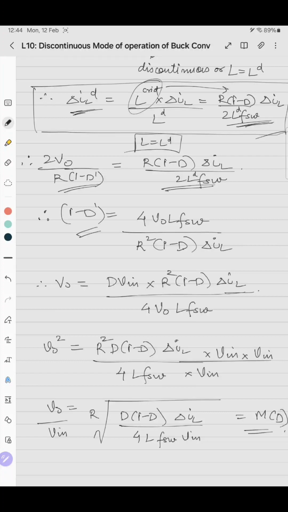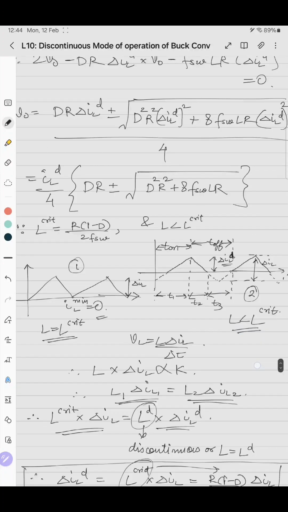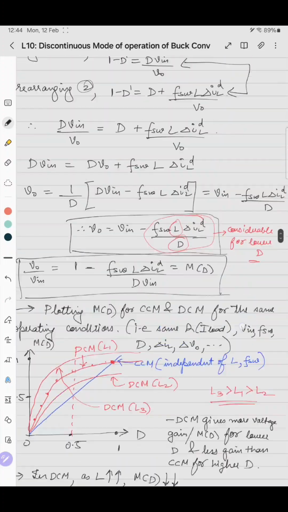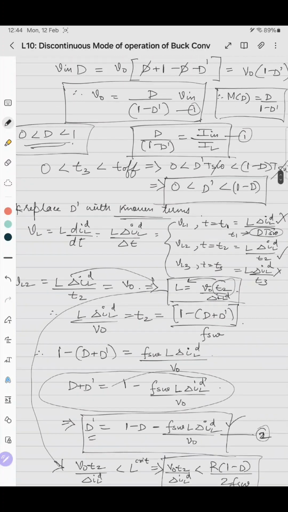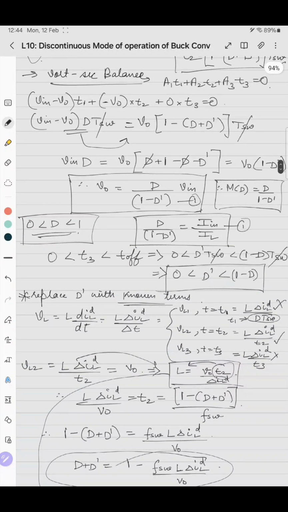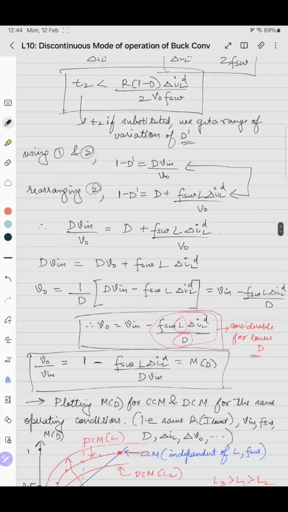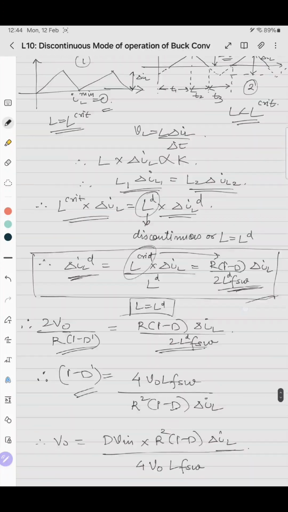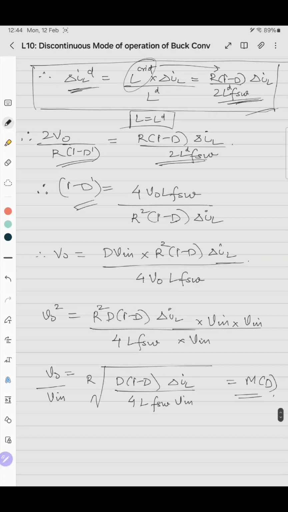So this is known to us. Now we'll use the basic equation of V naught and V in in terms of D and D dash. So V naught was D into V in by 1 minus D dash, from equation number 1. If we substitute the value of 1 minus D dash in equation number 1, it will be modified as this equation. This is delta IL. This we substitute in equation 1. So this is equation 1 modified.